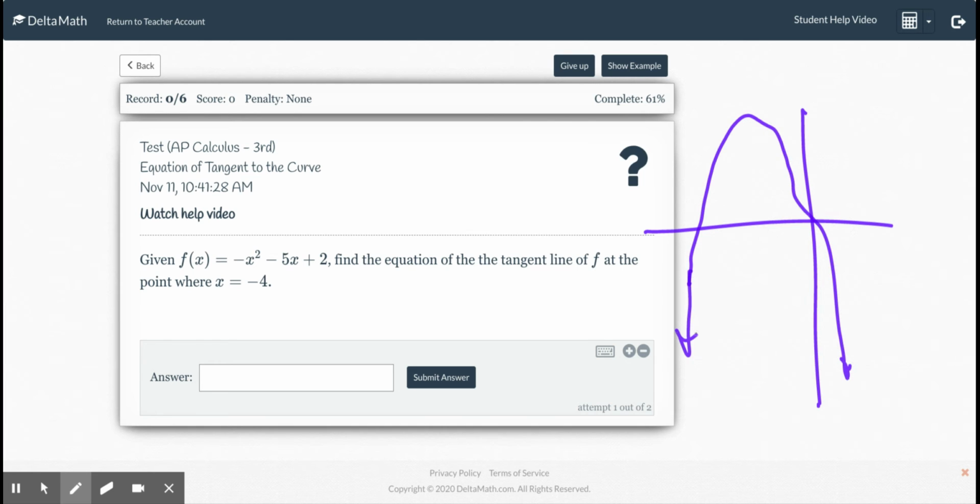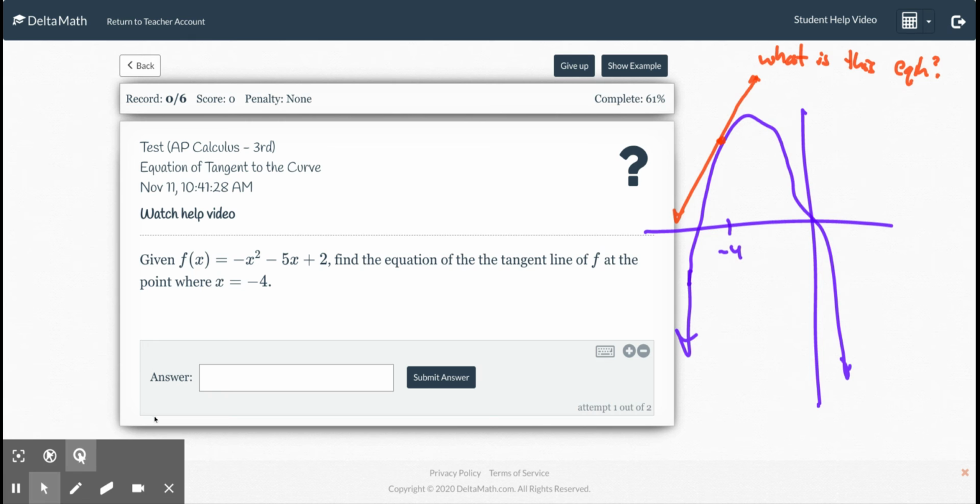Oops, sorry, that's a little crooked. All right, so downward opening parabola. X equals -4 is like right here. So what we are finding now is the entire equation of the tangent line at -4. So at -4, there's going to be a tangent line that hits this function at exactly 1 point. So we're answering the question, what is this equation? Again, you don't necessarily need to know why you're calculating this at this point, but know that it is important.